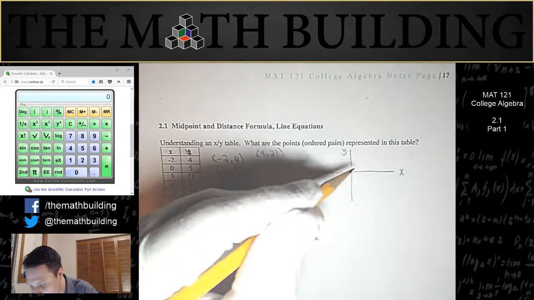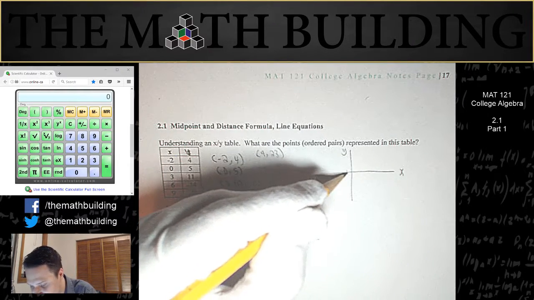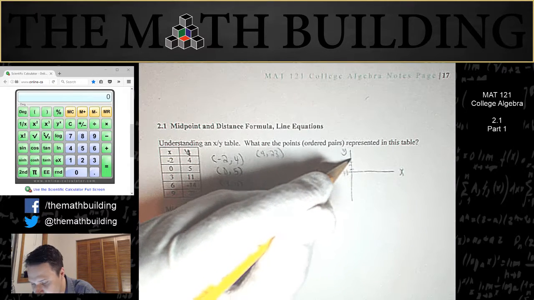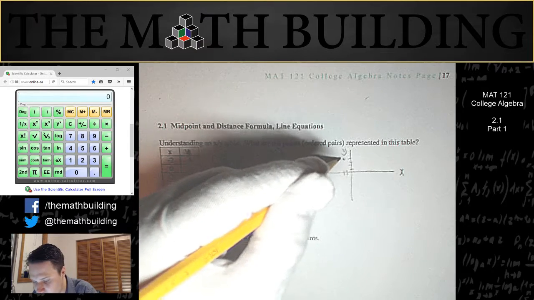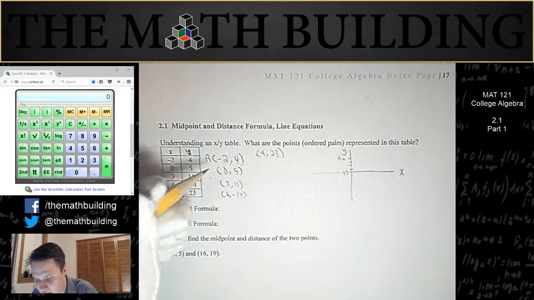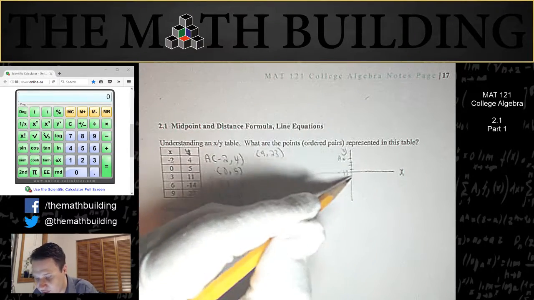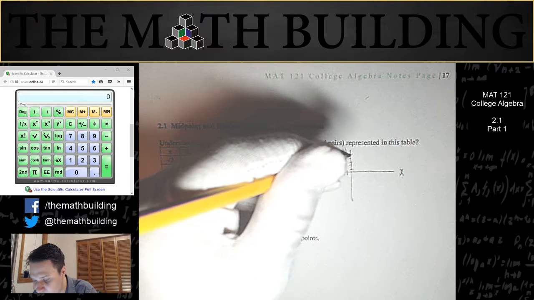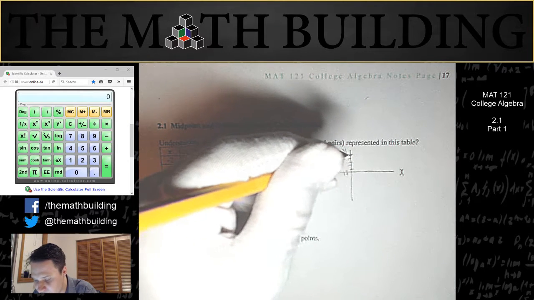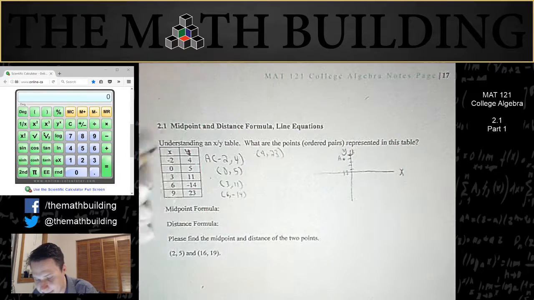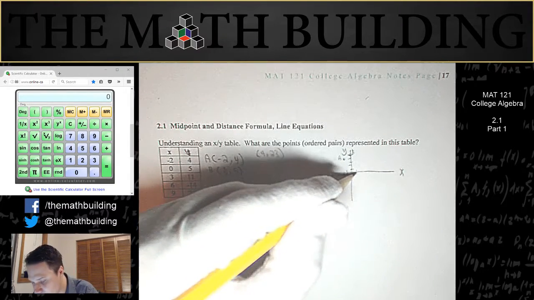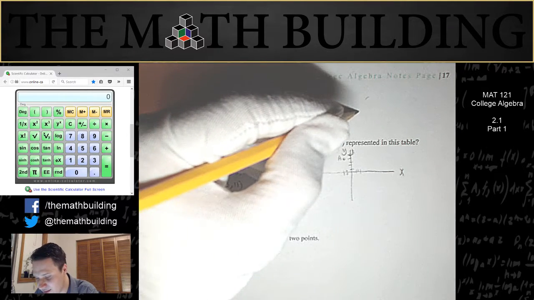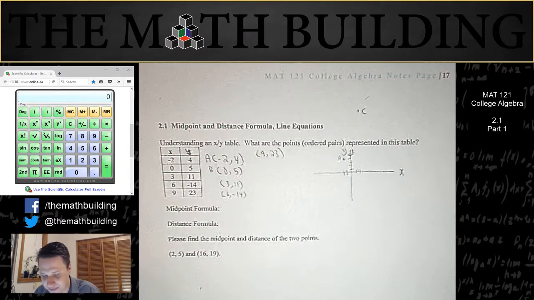So (-2, 4). You always do the x value first. So here's -2, then 1, 2, 3, 4. That point right there is (-2, 4). I'll call it point A. (0, 5): we don't move for the x value, and then we go up 5 spaces. So here is point B. Point C is (3, 11), which would be over 3, up 11, somewhere up here.